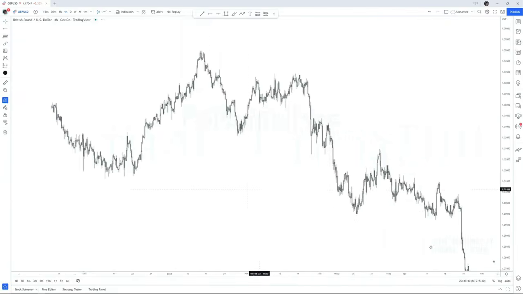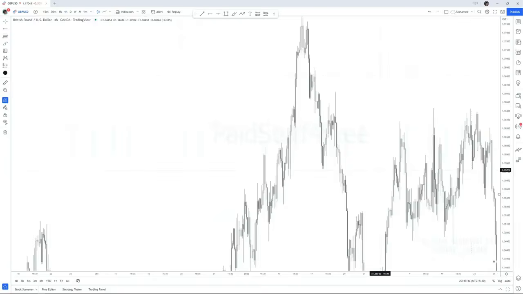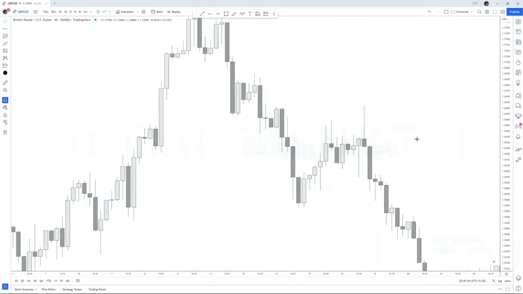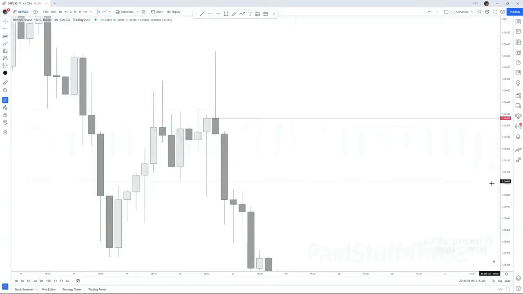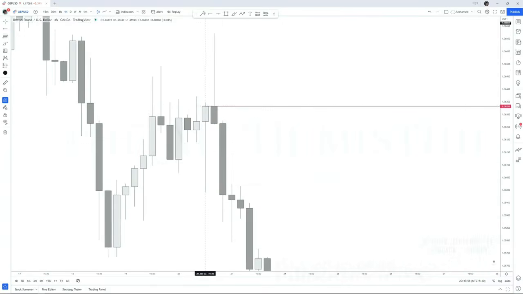Here we have a nice example. This right here is what we call a rejection block: the closing price of the bullish candle or the opening price of the bearish candle. And there's a simple rule to it. Let's say there is a candle or a wick that has tapped into it like this.